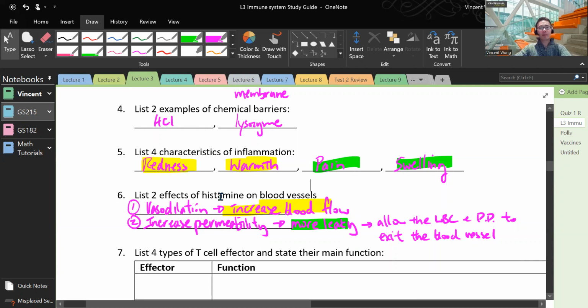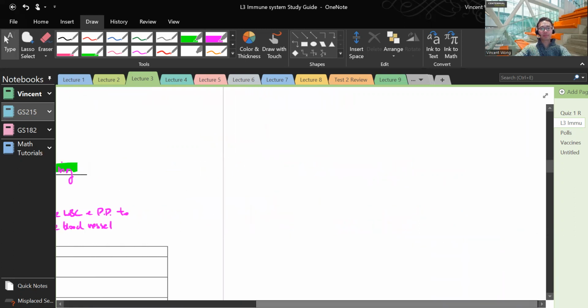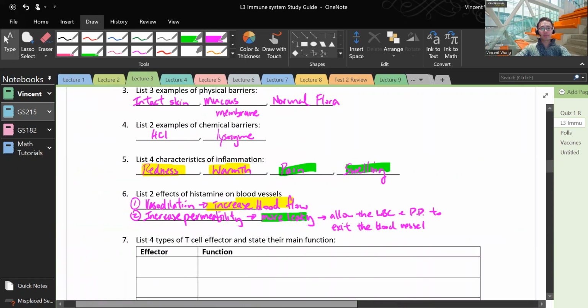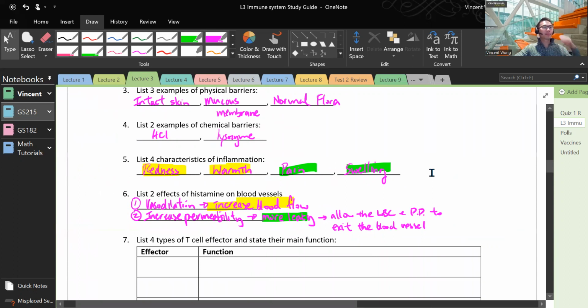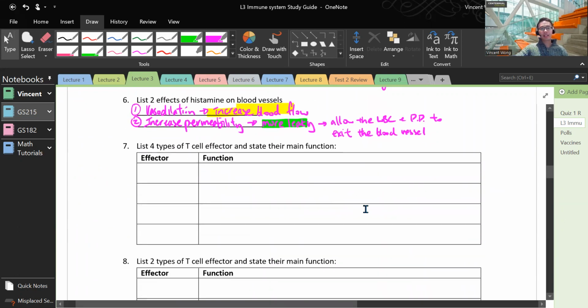Anybody have any question about innate immunity before we move on to adaptive immunity? Oops, sorry. Very good. Okay. Next, list 4 types of T cells, T cell effectors, and state their main function.